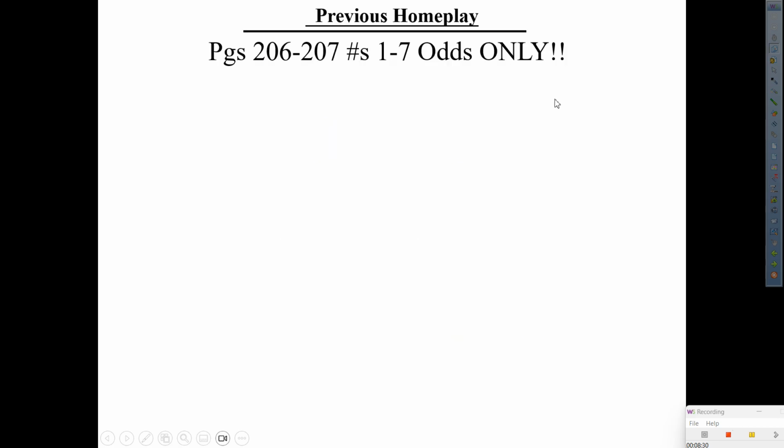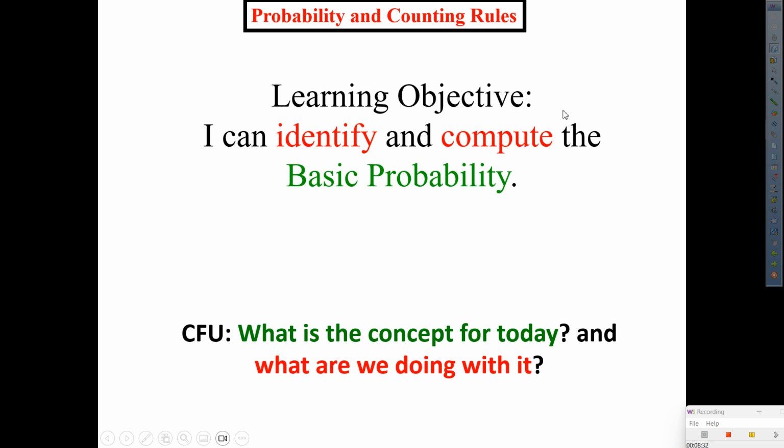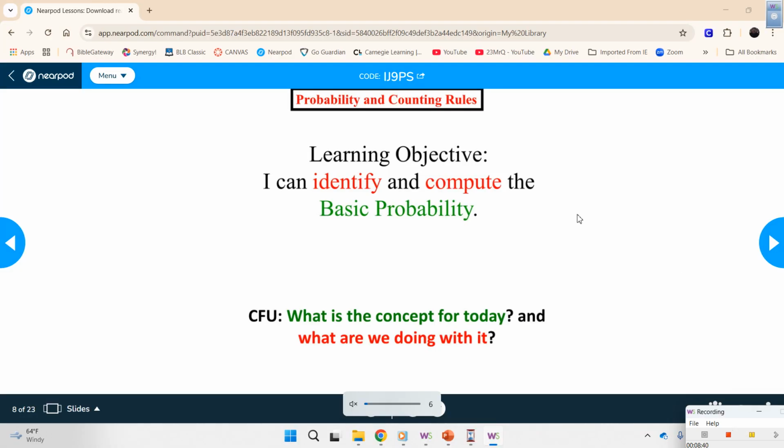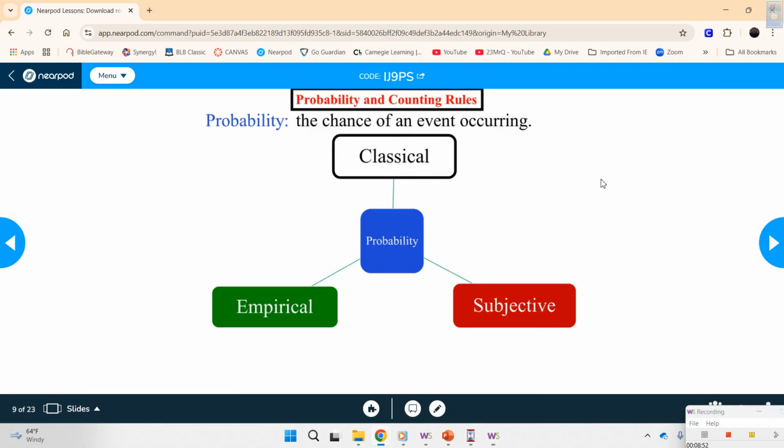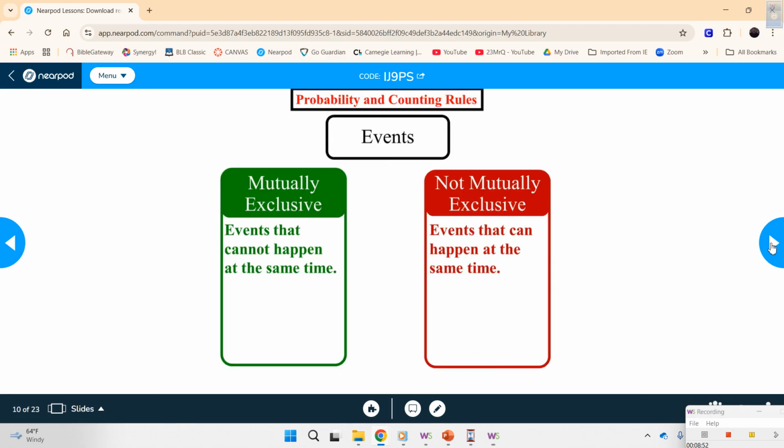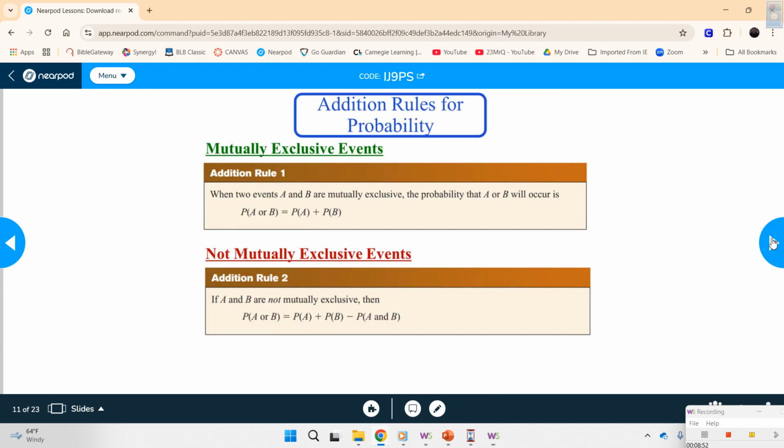All right. So, with that said, let's get a Cornell note going, please. Let's get this show on the road. All right, here we go. I can identify and compute the basic probability. So we're still in the middle of that, guys. We've been through 3 weeks now with probability. We started with our definition, a chance of an event occurring. We know the difference between classical, empirical, and subjective probability. From there, we went to events. We talked about mutually exclusive, non-mutually exclusive, which gave us 2 addition rules, addition rule number 1 and addition rule number 2.